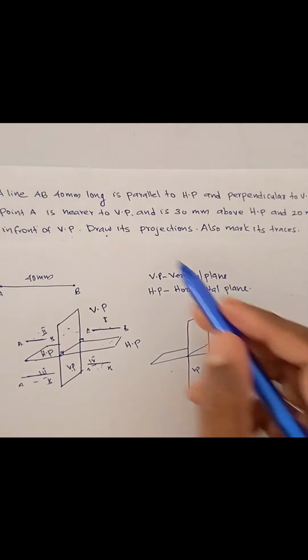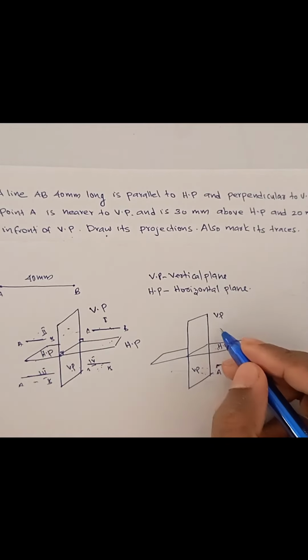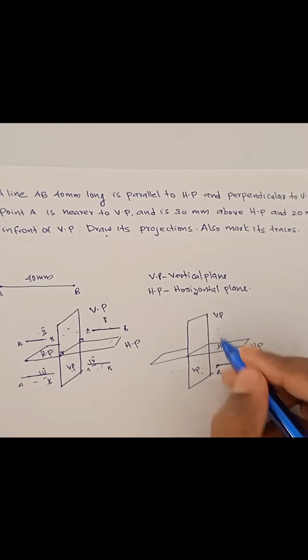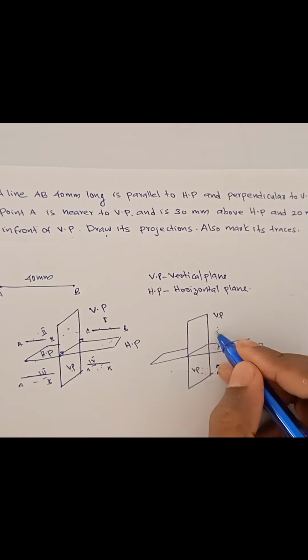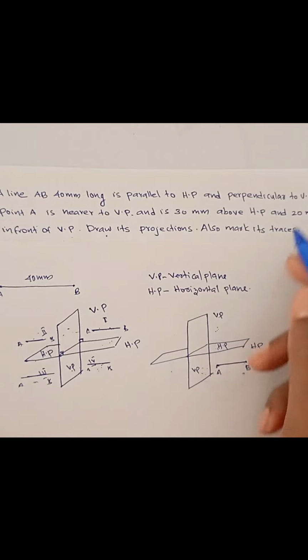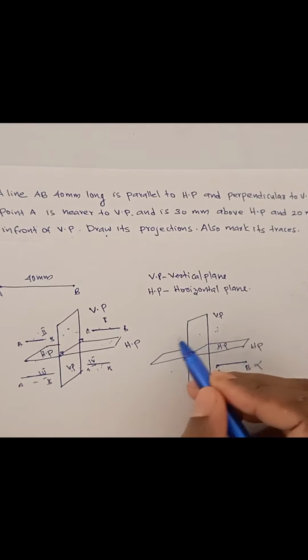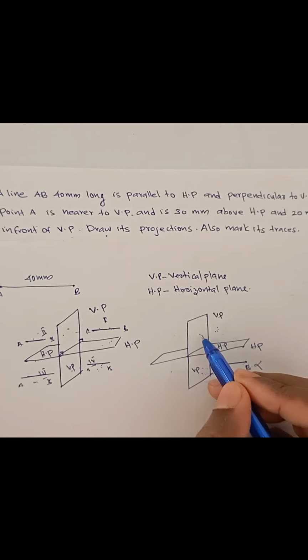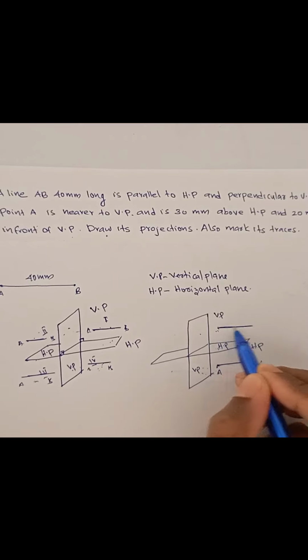So it's saying the point A is near to VP and is 30 mm above HP. The point is either here 30 mm above HP, either in the first quadrant, either in the second quadrant. Point A is 30 mm above HP and 20 mm in front of VP. That means, it's 20 mm in front of, not behind. If it's behind, it's in the second quadrant. It says 20 mm in front of VP. That means it's our position.